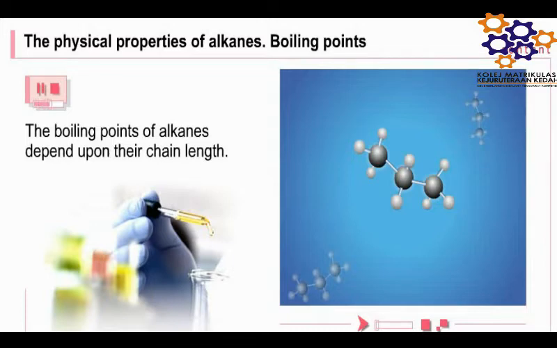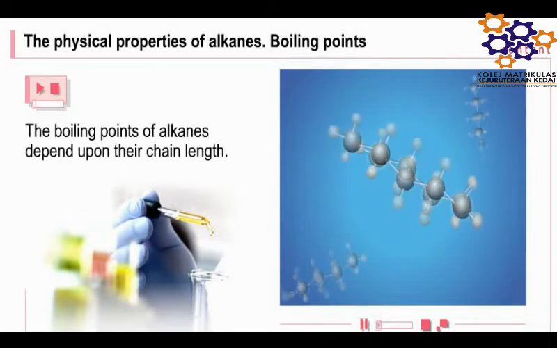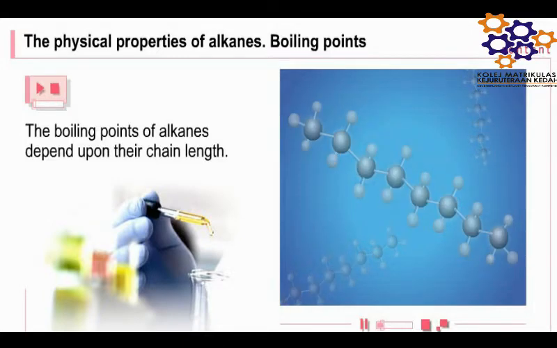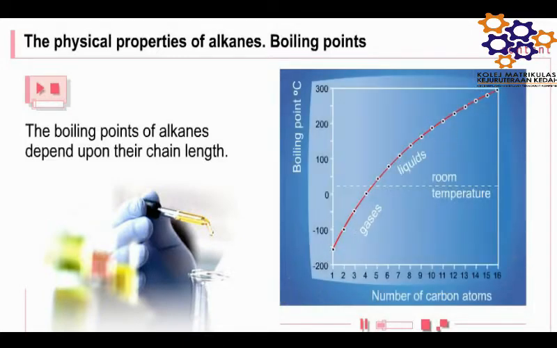Alkanes have lower boiling points than other organic compounds of comparable molecular weight. The boiling point of straight-chain alkanes increases in a smooth progression as the length of the carbon chain increases. See the graph on the screen.